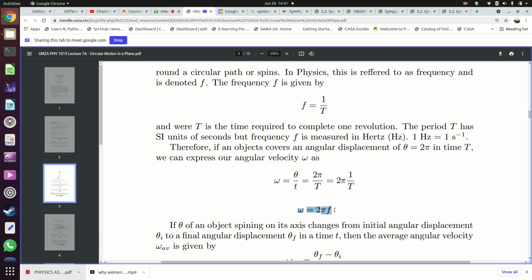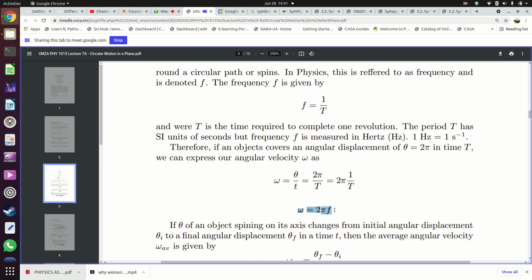Your angular velocity, apart from being given as angular displacement divided by time, you can also get as equal to 2 pi f. This is another expression you're supposed to know. This omega is your angular velocity. Angular velocity is equal to 2 pi f. F is the frequency, how many times you're going around the circle per second, or how many times something is happening per second. Are we clear?